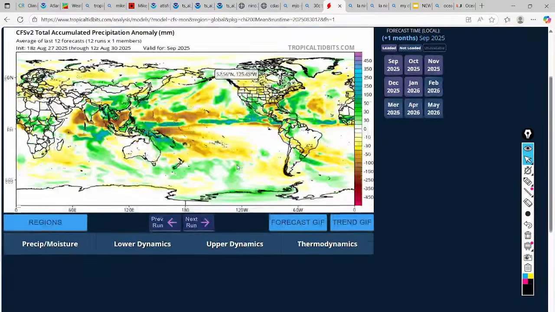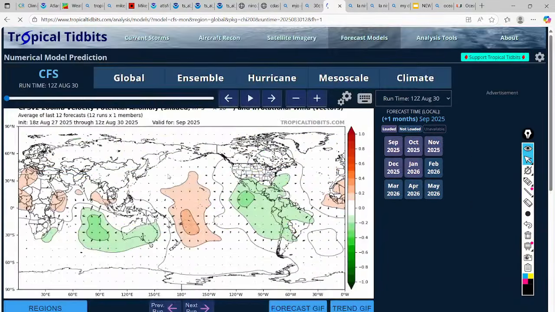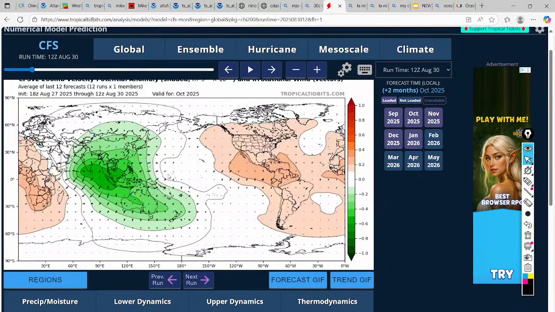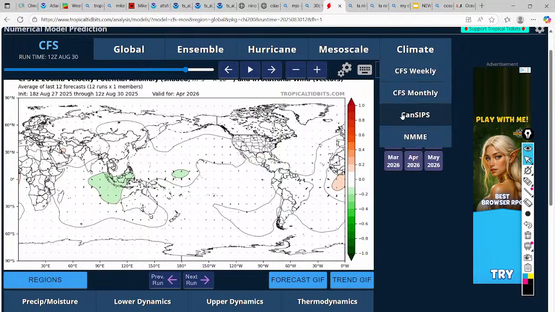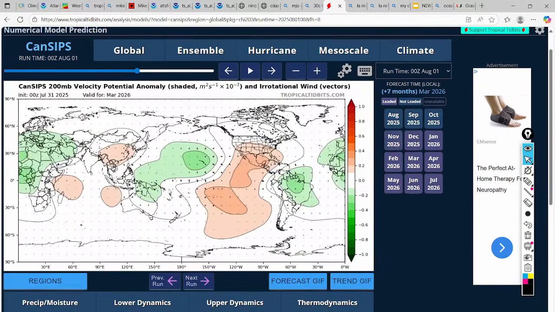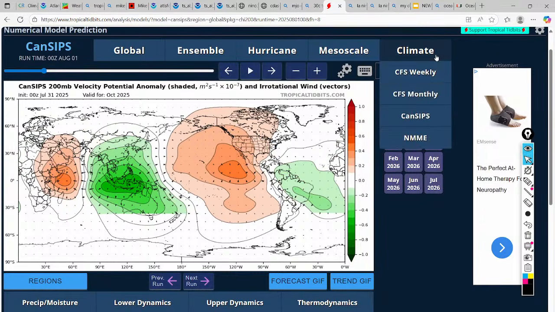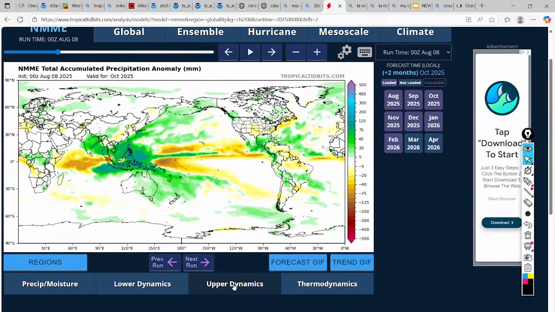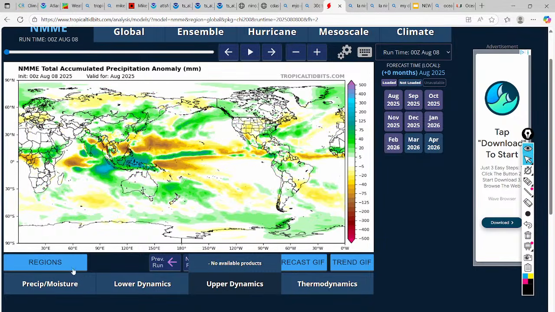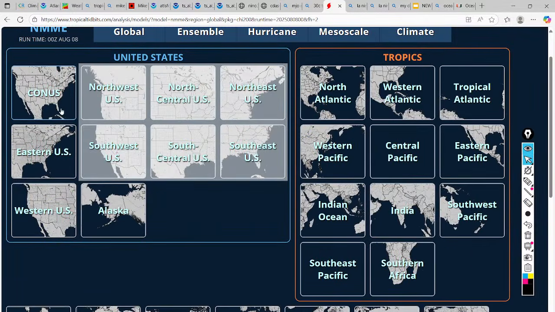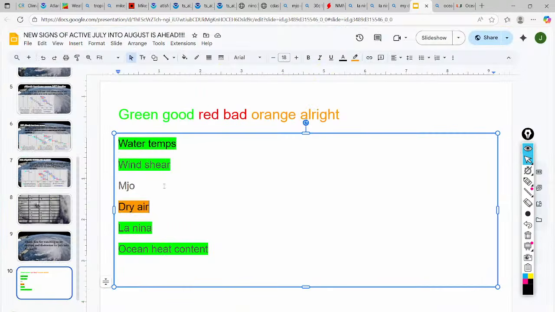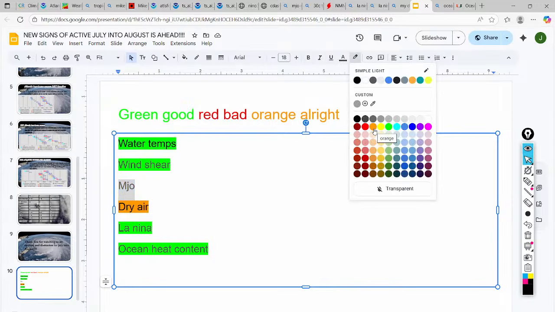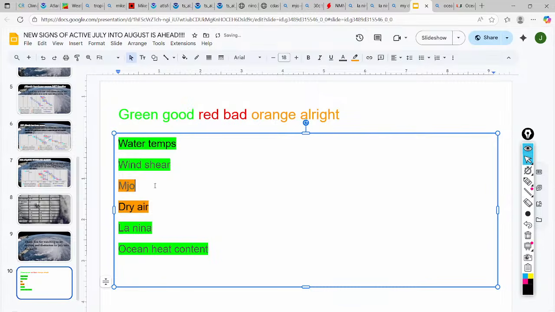When we take a look at the CFS monthly here, as we get into the next... So the MJO, in my opinion, is good. Right now, we're in orange, okay?